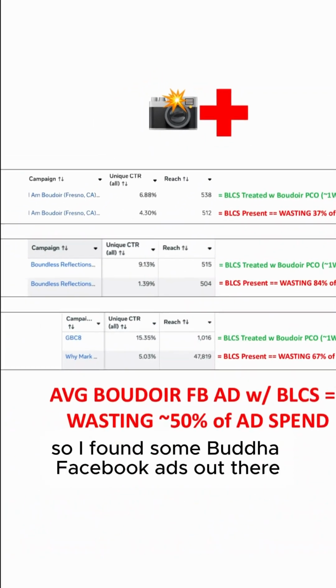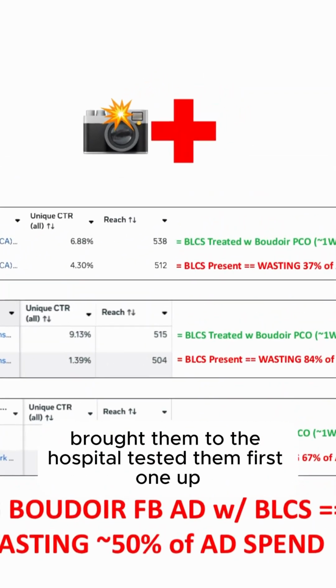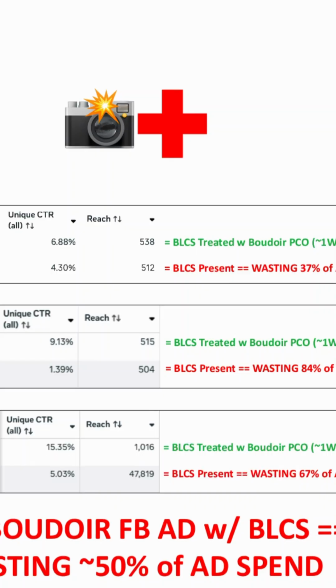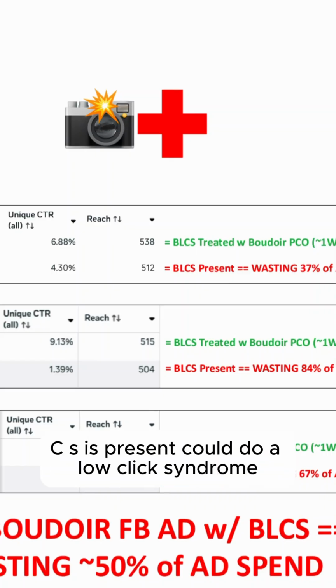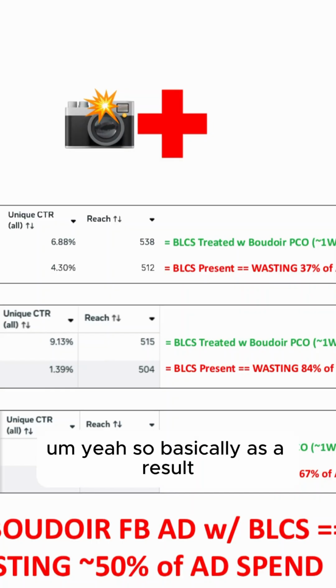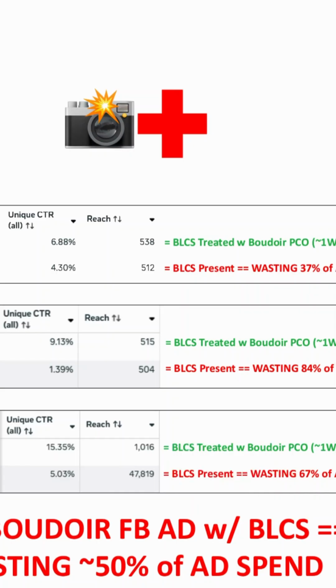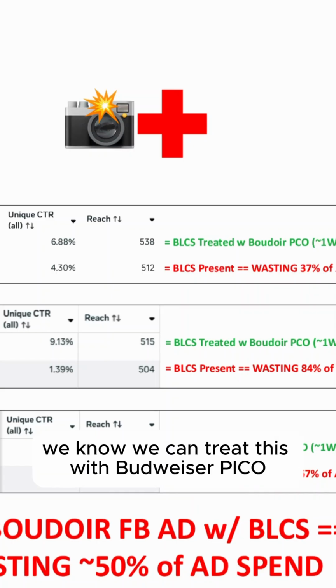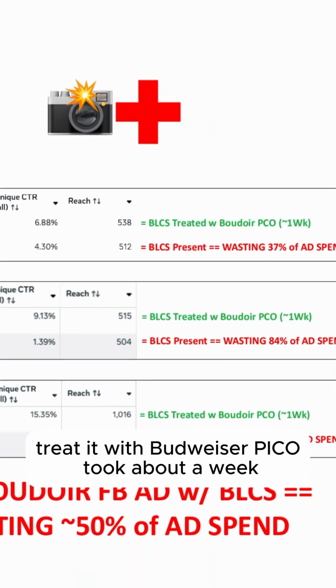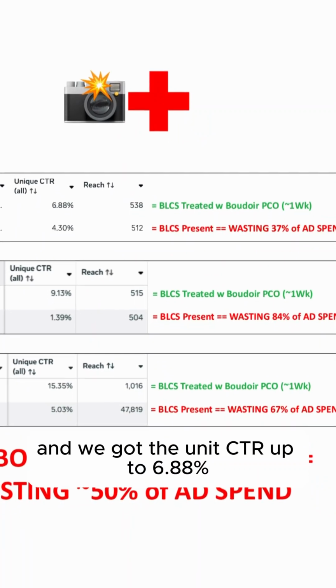So I found some Boudoir Facebook ads out there, brought them to the hospital, tested them. First one up, found out its unique CTR is 4.3%. So I discovered that BLCS is present, Boudoir low click syndrome. And as a result, we know we can treat this with Boudoir Pico. Takes about a week. So that's what we did. Treated it with Boudoir Pico, took about a week. And we got the unique CTR up to 6.88%.